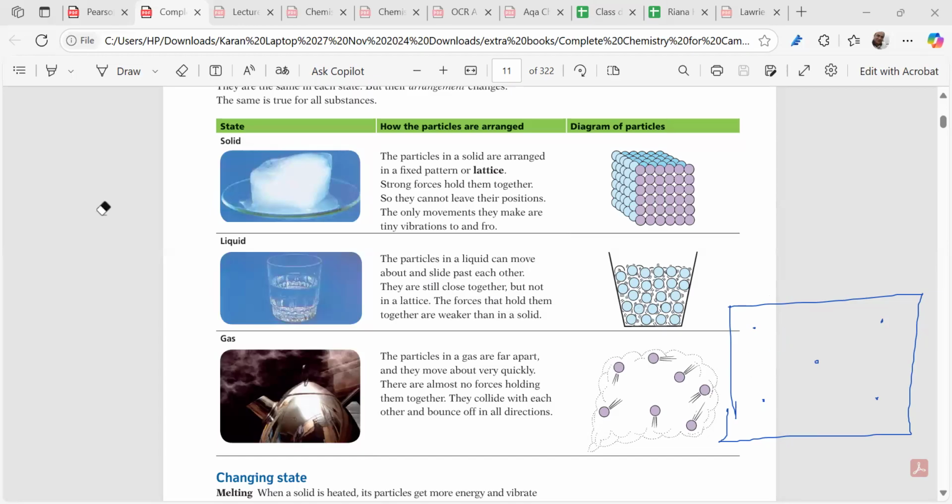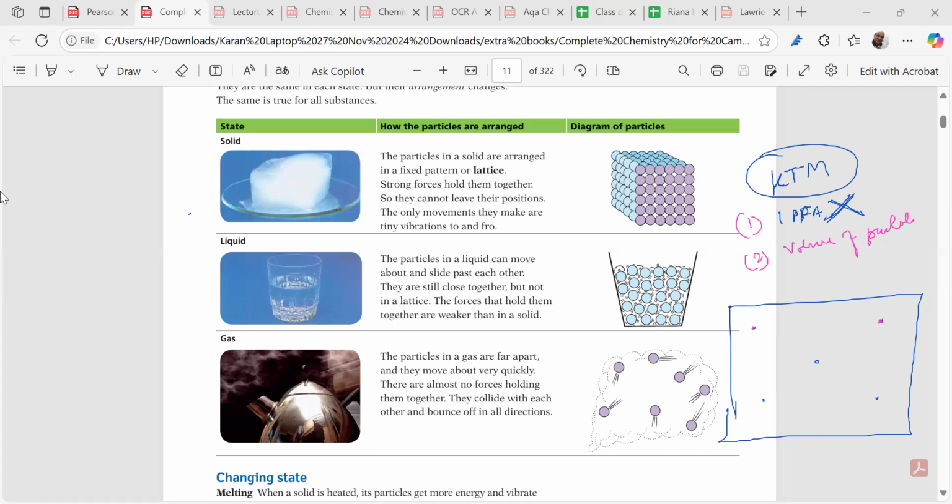Now over here we have to understand that in the kinetic theory of matter, the particles will not have any interparticular force of attraction; it is negligible. Second, the size of the particles, the volume occupied by the particles, is negligible in comparison to the total volume of the gas.